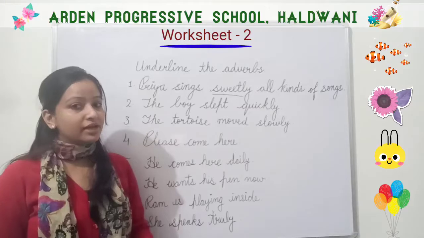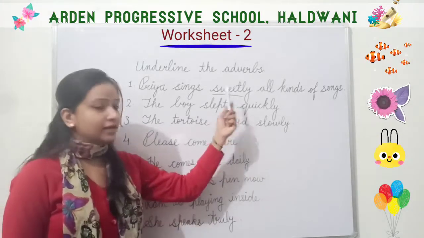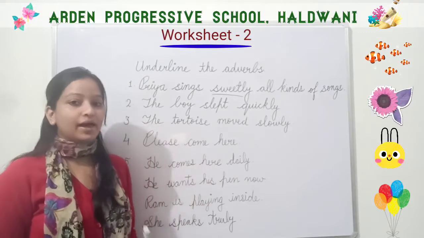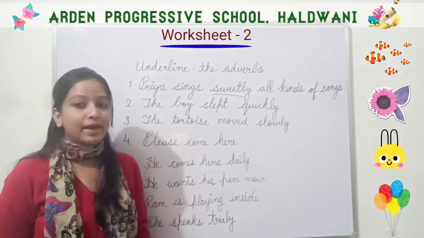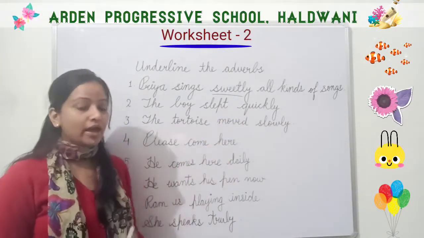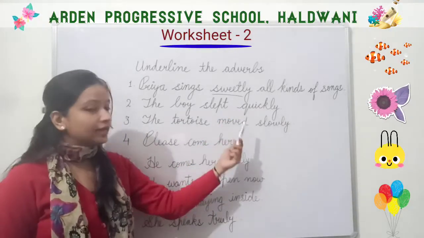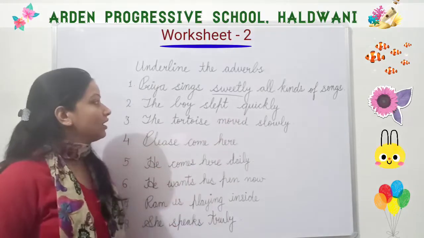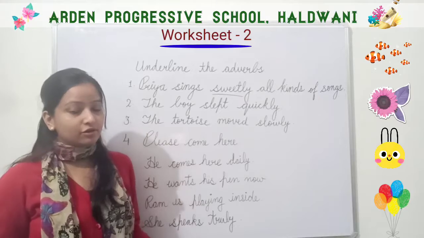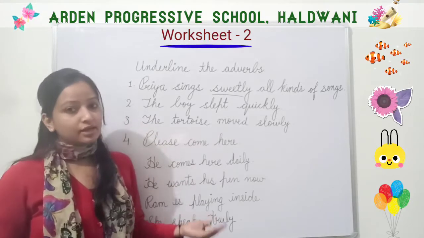Sweetly. How does Priya sing? Sweetly. So sweetly is an adverb. And which kind of adverb? Adverb of manner, because it answers the question how. Okay. How does Priya sing? Sweetly. Alright. And you know that adverbs modify verbs, adverbs and adjectives.